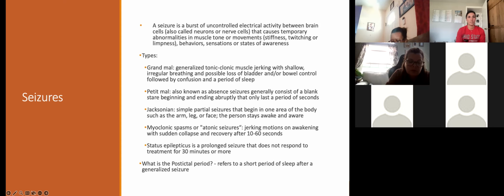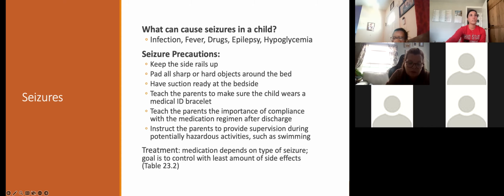We have a handful of causes of seizures in our pediatric patients. They could be in response to infection, because of a fever, medications, if they have a condition like epilepsy, or hypoglycemia. So if their sugar drops too low, they can have a seizure.